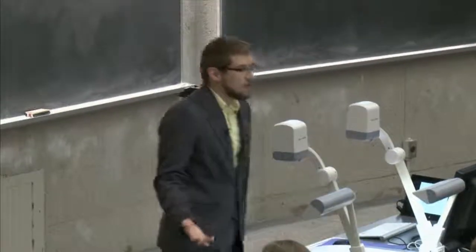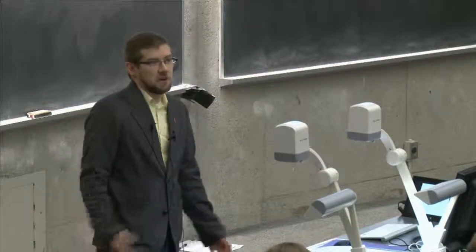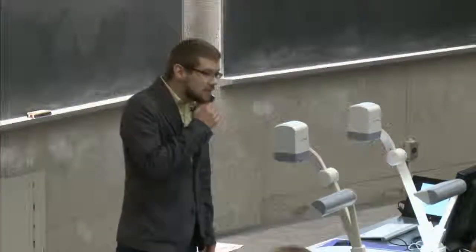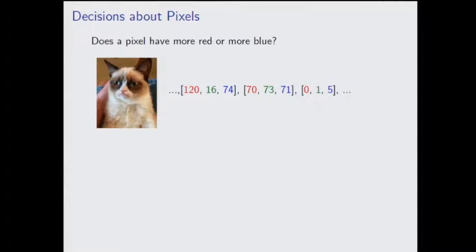And again, because we can make decisions about numbers, we can make decisions about images. Let's talk about making decisions about individual pixels first, and then we'll talk about how we make decisions about the entire image all at once. All right? So one question I might want to ask is, does a pixel have more red or more blue in it? Okay. So I can use exactly the same kind of code that I showed you before, except it'll be a little bit different.